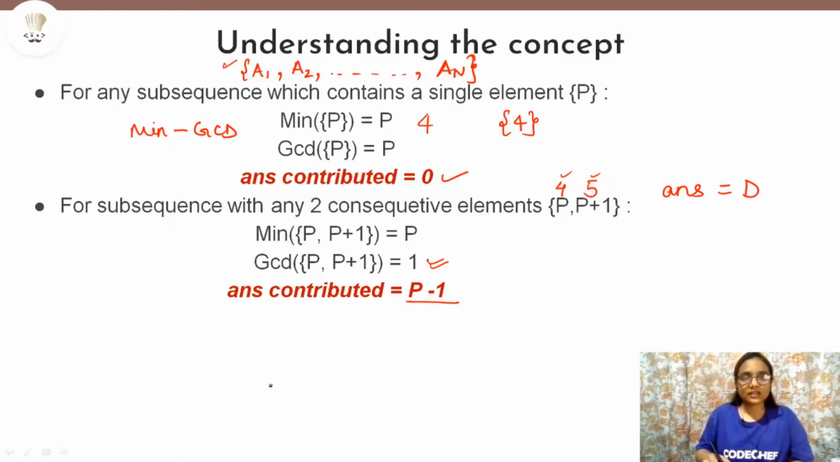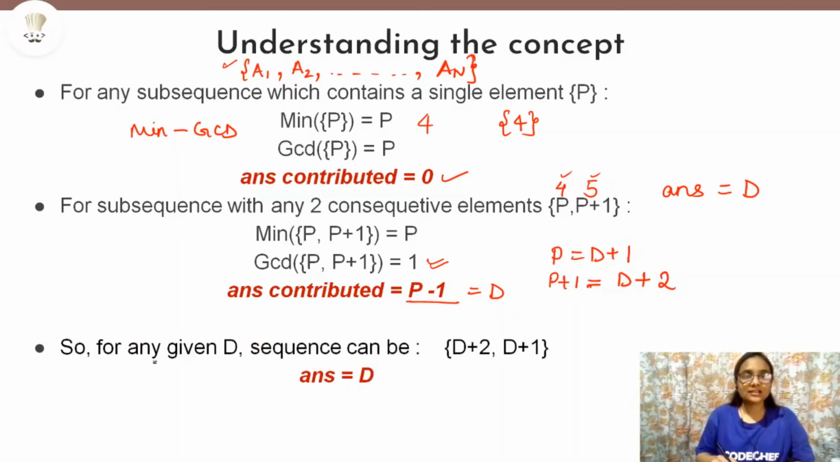So let's see. Here we are getting the answer as p minus 1. Let us make it D. Let us equate it to D. So then what will be p now? If we equate this answer to D, then p will become D plus 1. So likewise, p plus 1 will become D plus 2. So now, if we take our sequence for any given D to be D plus 2 and D plus 1, then sure shot we can get our answer as D.